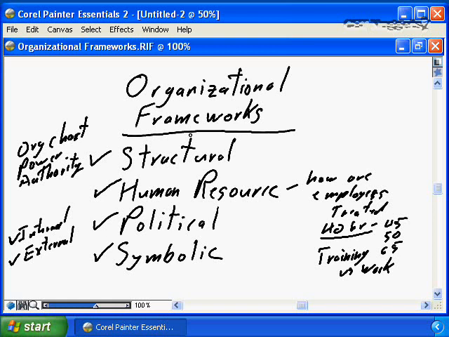You need to know the total organizational framework. Who has the power? How are employees treated within the company? What's the political environment? Who do you need to turn into an ally? How do you deal with foes to your project? And what's the symbolic organizational framework? What are the norms? What's the policy? What are the procedures for operating within this company?